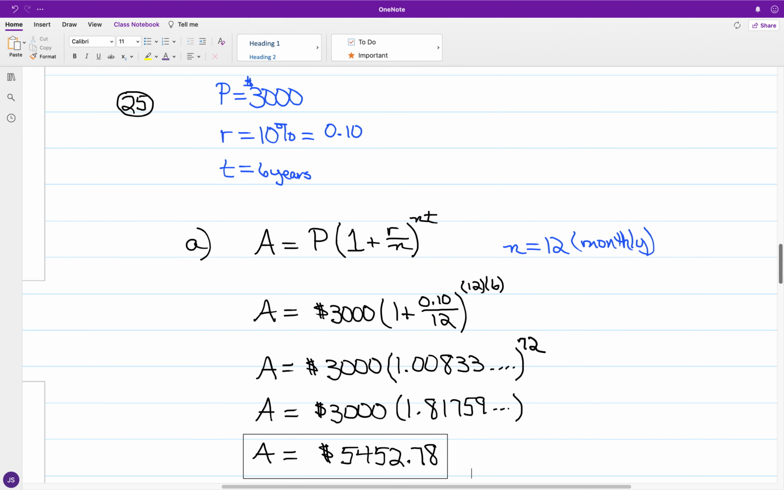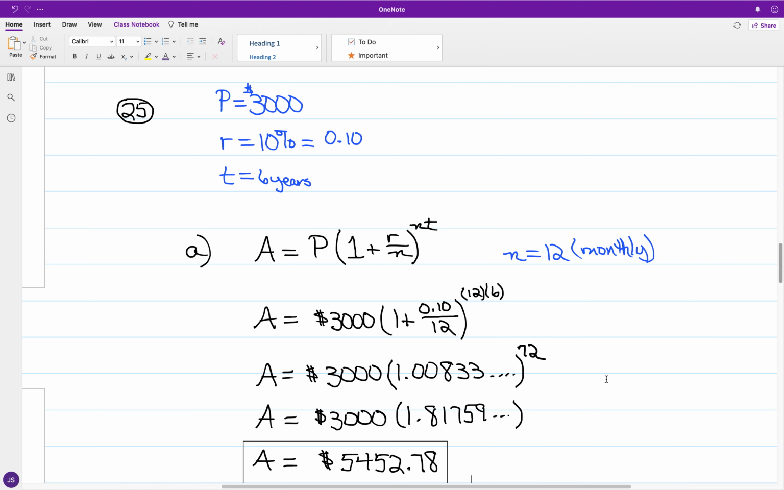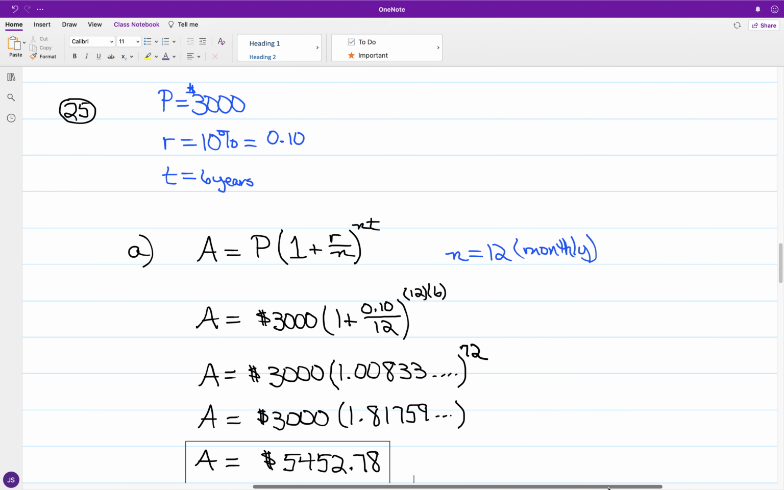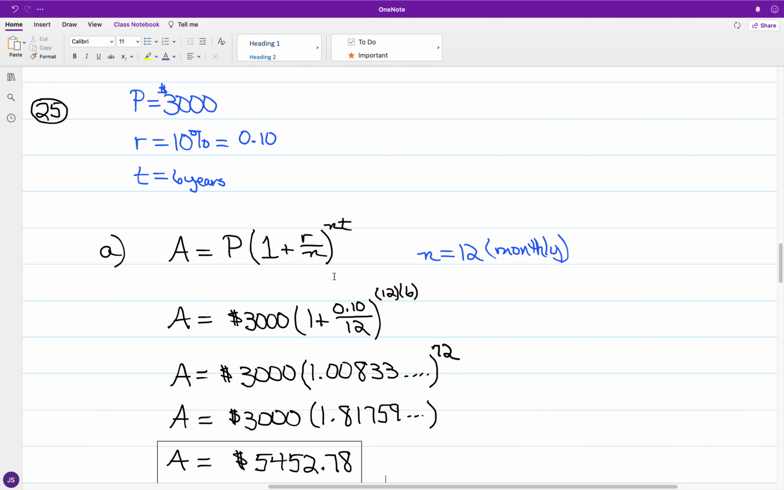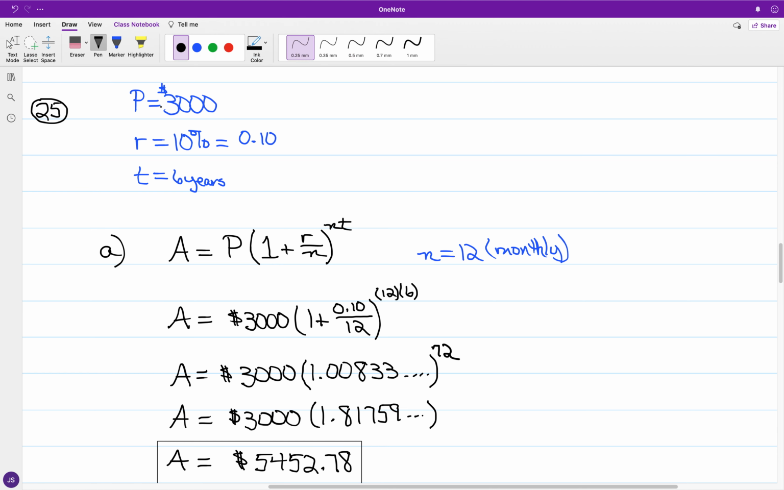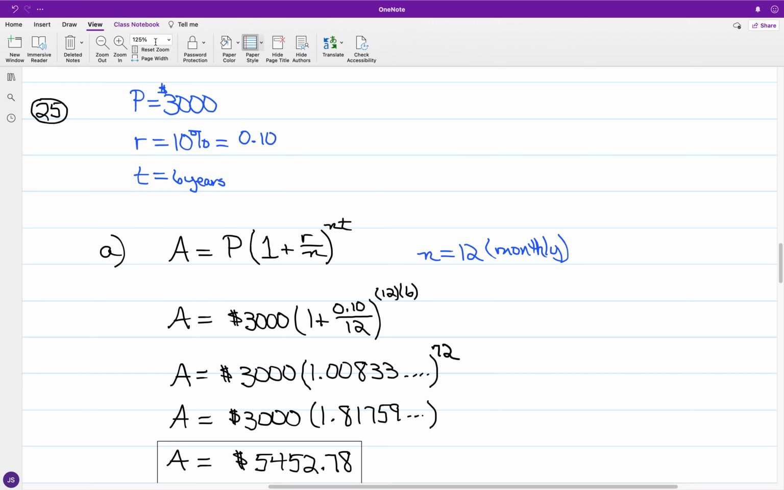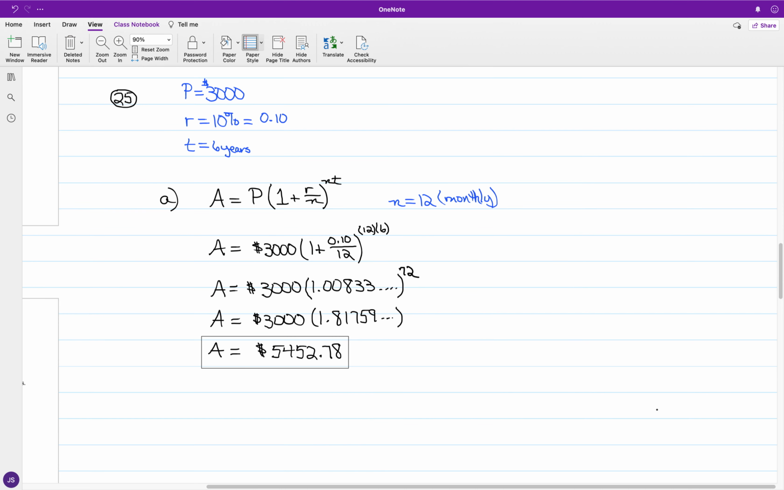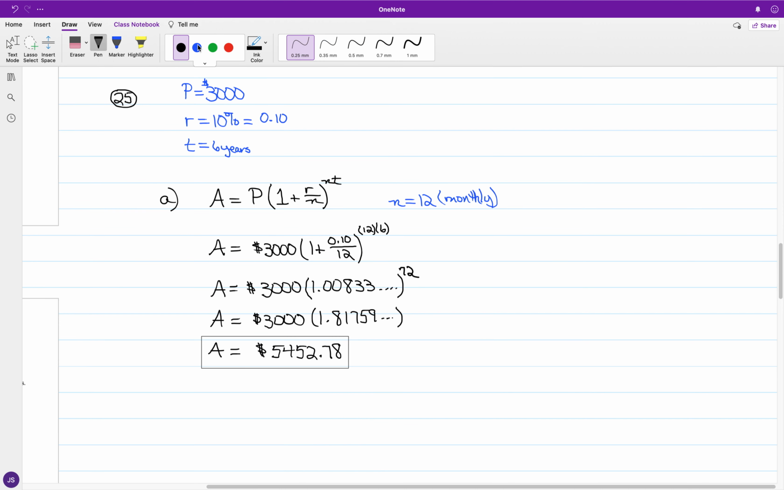And again, for part B, we're crossing over to continuous compounding, where n is heading to infinity. The more frequently the compounding is done with the same given conditions, the higher the future value we anticipate. So just looking at part B.